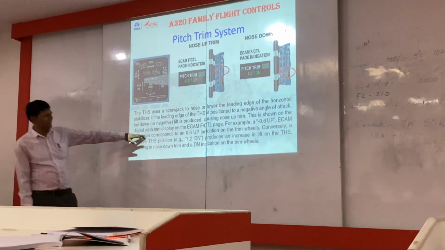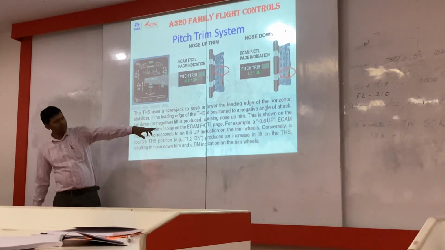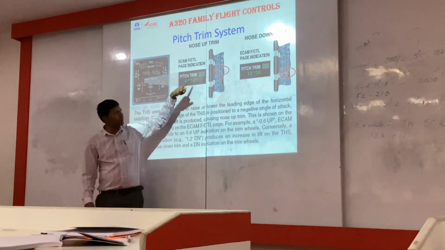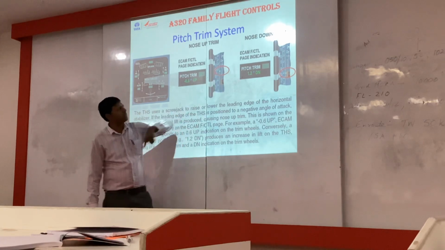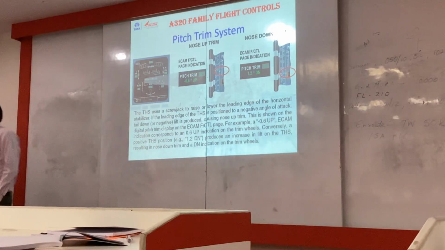This is shown on the ECAM flight control page, where the value will be there, like 0.6 up. Here you can see that it is upward. Similarly for down.